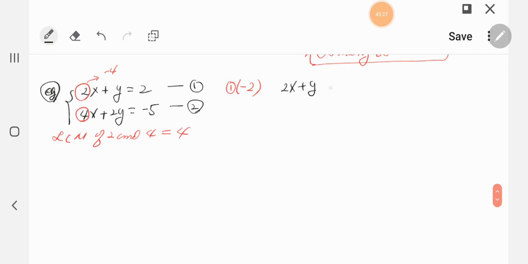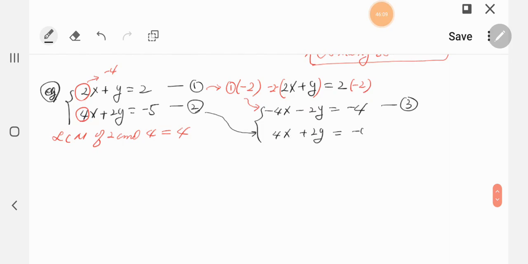So 2x plus y is equal to 2, and I multiply this whole equation by negative 2. Then we get negative 4x minus 2y is equal to negative 4. This is equation 3. Then we write the second equation in the next line: 4x plus 2y is equal to negative 5. This is equation 2. We modified equation 1 by multiplying by negative 2, so the coefficients of x are negative 4 and 4.